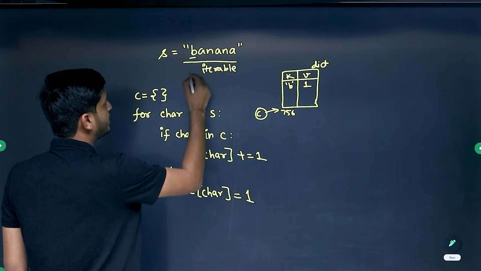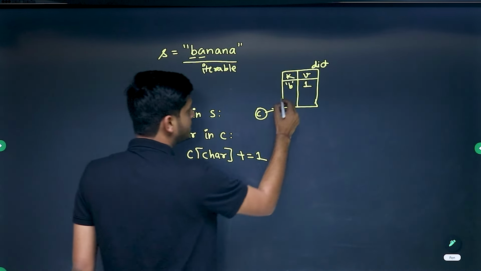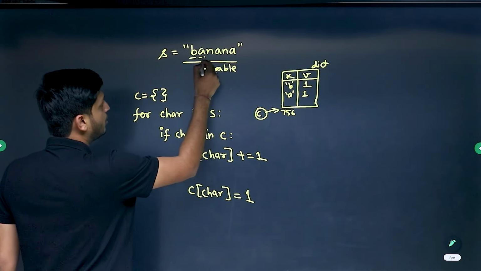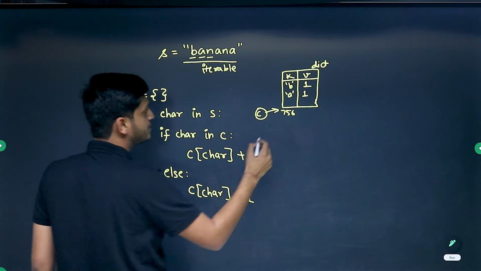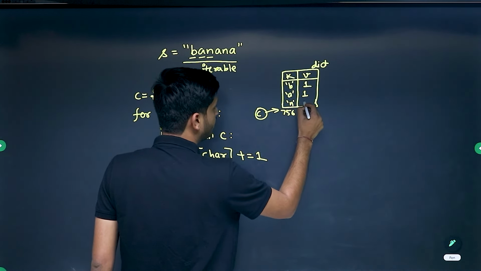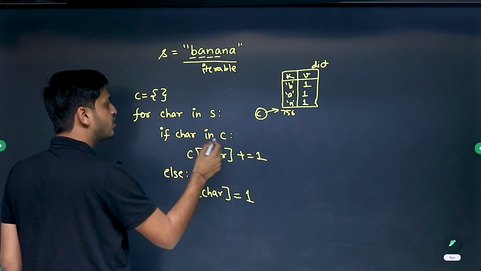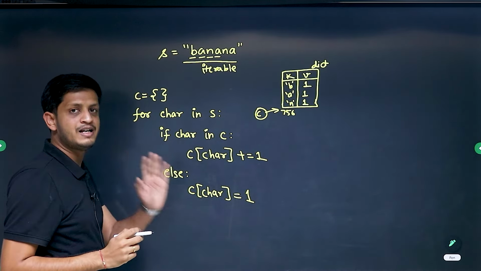Now similarly, now char will become A. A is also not present in the dictionary. So we will just add its value. A is also right now present 1 time. Now N will come. N is still not present in the dictionary. So we will go in else and we will say N is also present 1 time. Now char will become A. A is already in the dictionary, which means we have already seen it at least once.